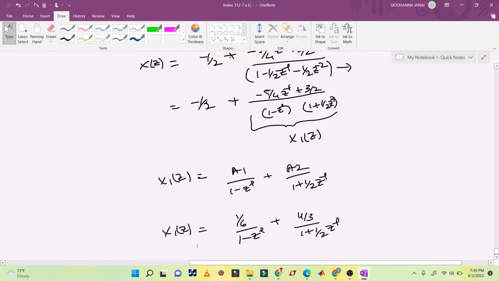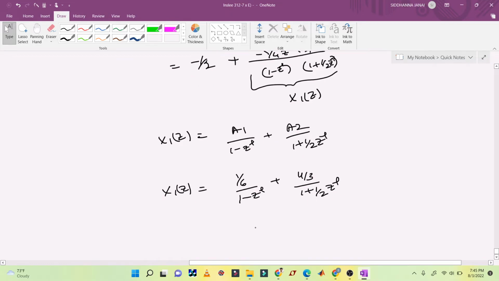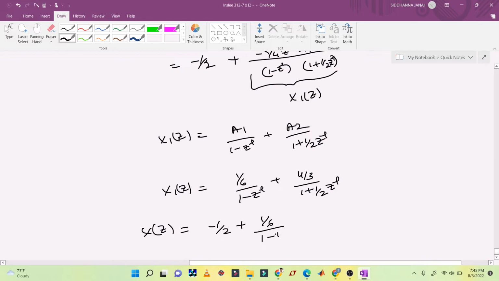Okay, minus 1 by 2 was there in x of z. Final answer would be x of z is equal to minus 1 by 2 plus 1 by 6 divided by 1 minus z inverse plus 4 by 3 divided by 1 plus 1 by 2 z inverse. So this is x of z.